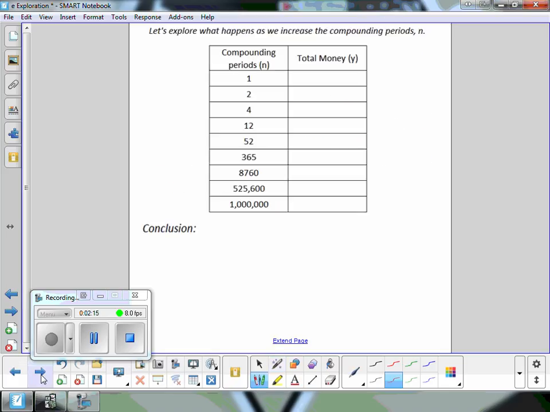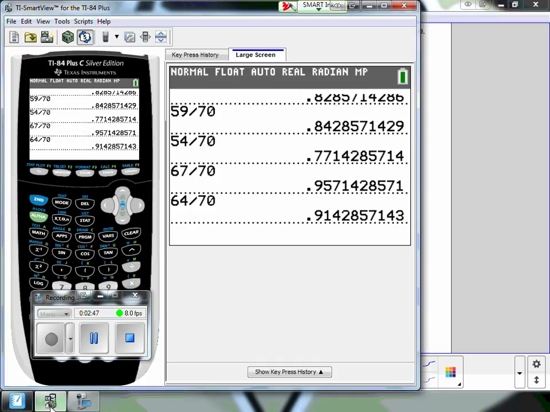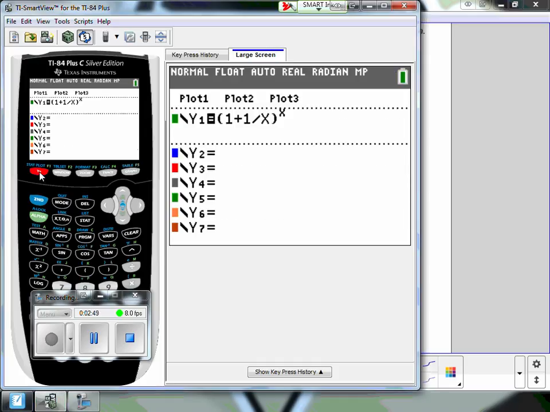To do that, we'll use this chart on your handout. And what we're going to do is, in our calculator, you're going to go to y equals, and you're going to enter 1 plus 1 over x to the x power. Then we're going to use a table to find out what happens to the amount of money over time if you compound it 1 time per year, twice per year, 4 times per year, 12, and so on. We're going to see what happens to the total amount of money that you have. So let's go to y equals on the calculator and enter this function.